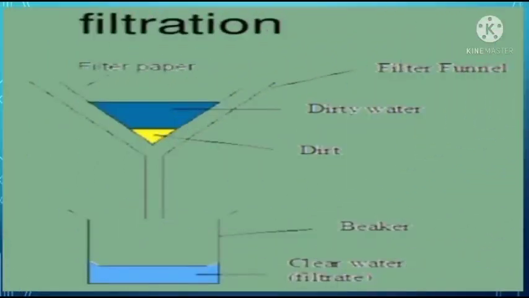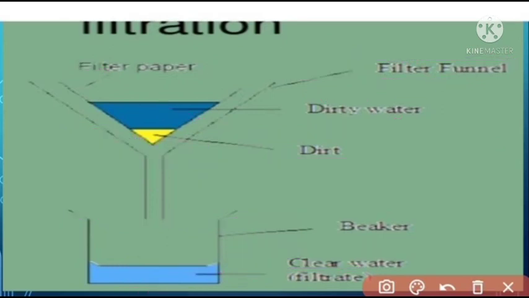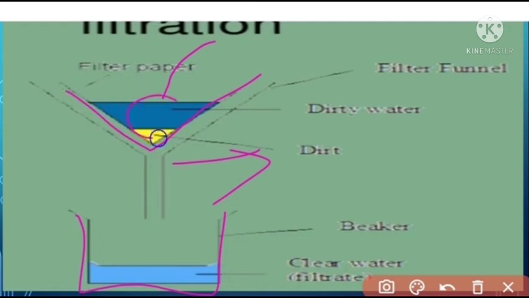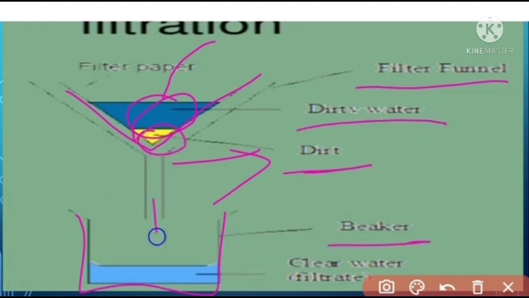This filtration method is done this way. This is the collecting beaker for the filtrate. This is the funnel, and this is the folded filter paper. This is the mixture of components: the filter funnel, dirty water of yellow color, then the beaker. The beaker collects the filtrate solution drop by drop. This is the clear water, or filtrate.